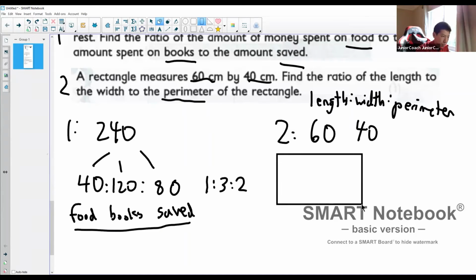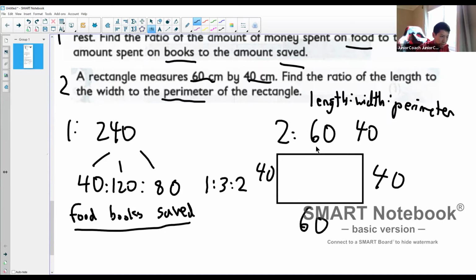So we've established the length is 60 and the width is 40. So if this is a rectangle, then this side is also 40. The top side is 60. And if you add all this together, which is what the perimeter is, we get 200. So our ratio becomes 60 to 40 to 200. And after simplifying, we can divide it by 20. We get 3 to 2 to 10.